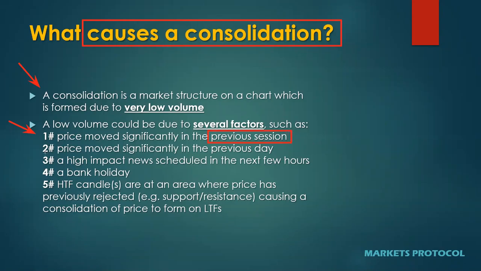Second reason could be that price moved significantly the previous day. Let's say your daily candle moved a lot the previous day. So there's a higher probability that today's daily candle, the present daily candle, might not move a lot. Maybe that's why your lower time frames are consolidating. Let me just draw an example of a daily candle to illustrate a little bit.